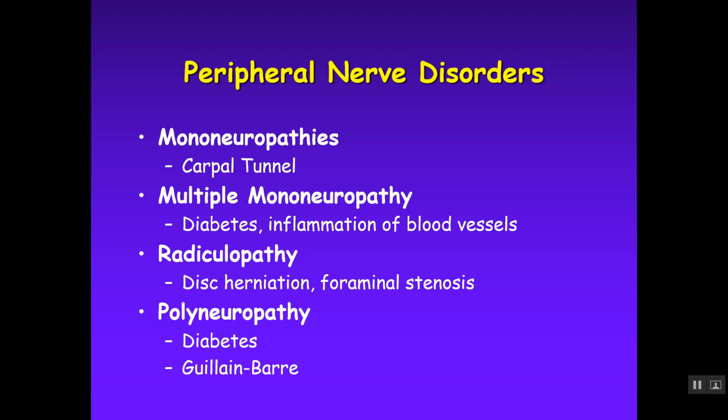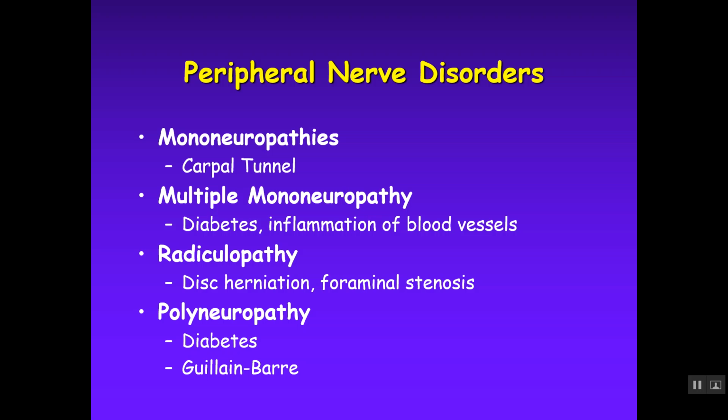Types of peripheral nerve disorders: we can have mononeuropathies, which means an individual peripheral nerve is having a problem, just a single peripheral nerve, like a median, like an ulnar. Or a peripheral branch of that. You could have a branch of the median nerve that's damaged. That would still be considered a mononeuropathy. You're only affecting one nerve.